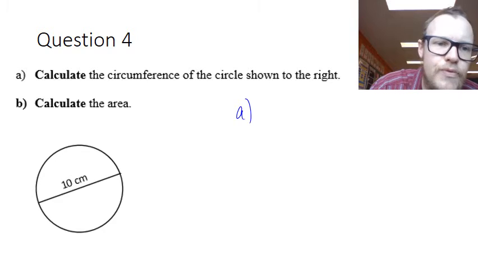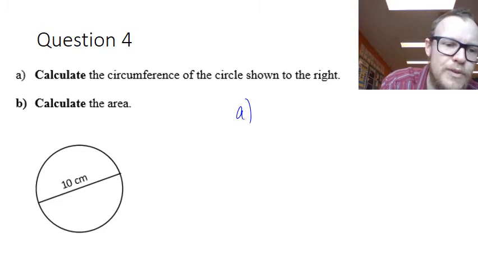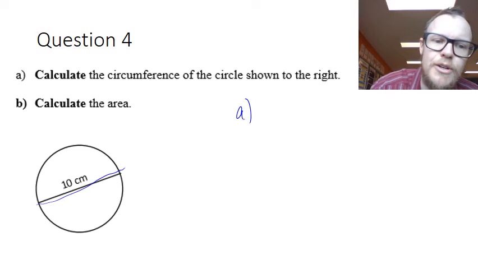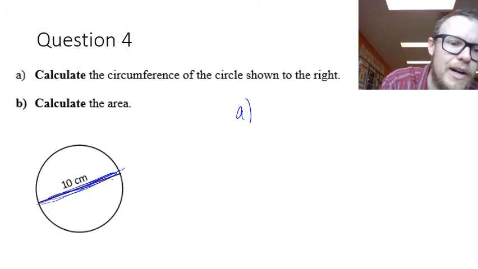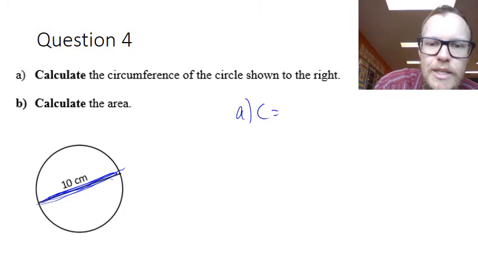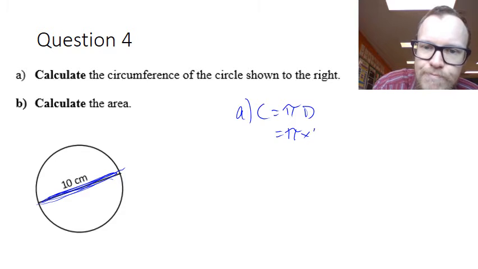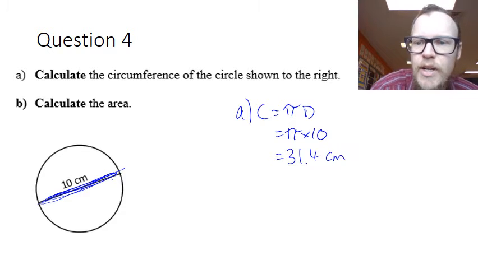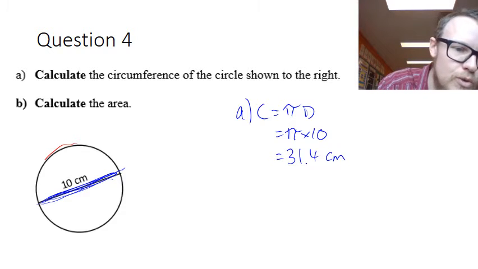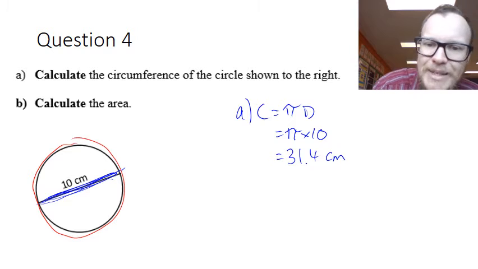A, calculate the circumference of the circle. So for our circumference, we've got the diameter here. The diameter goes all the way across, so we can use the formula C is equal to pi D, which is pi times 10. This is going to be equal to 31.4 centimetres. Remember that circumference is all the way around the outside, so that means it's a length.